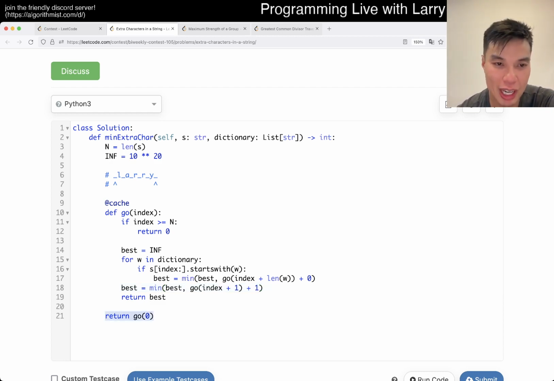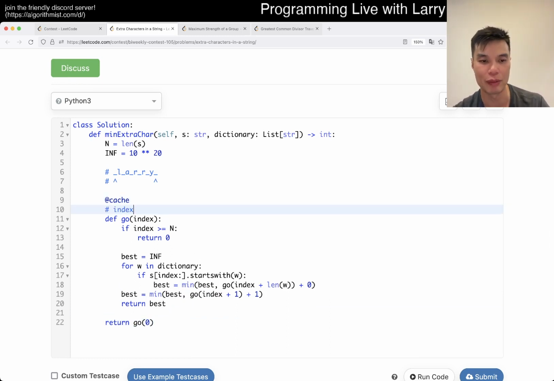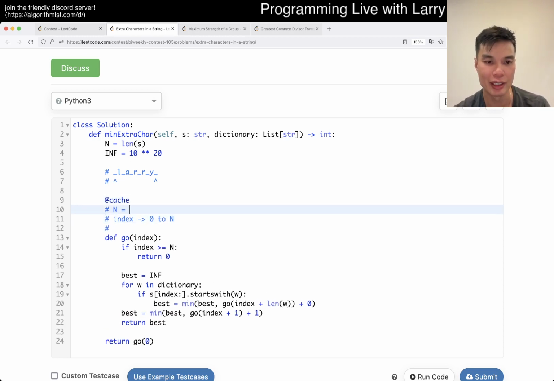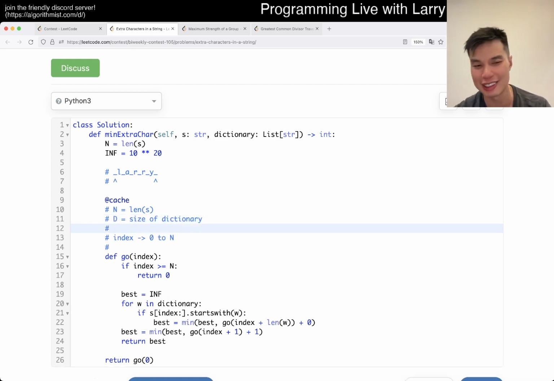You start from 0, and what's the complexity here? Well, the index can go from 0 to n, and let's define something here. n is the length of the string, maybe d is equal to the size of the dictionary, and let's say dl is equal to the max length of a dictionary word, right?